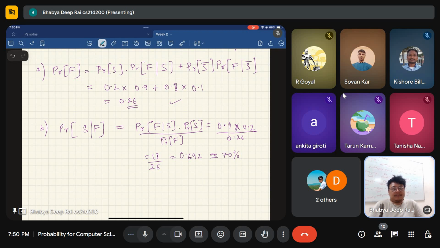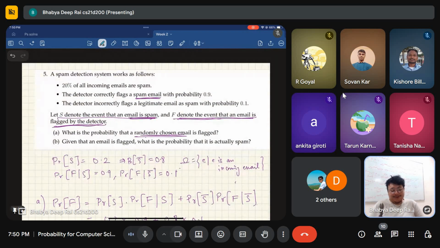So this is a simple example of base rate fallacy that you may have seen in the lectures. It is as if the spam detector is very good, very efficient, because correct flagging is 0.9 if it is a spam, and it makes very little error if it is not a spam. So it looks like it is very, very good.